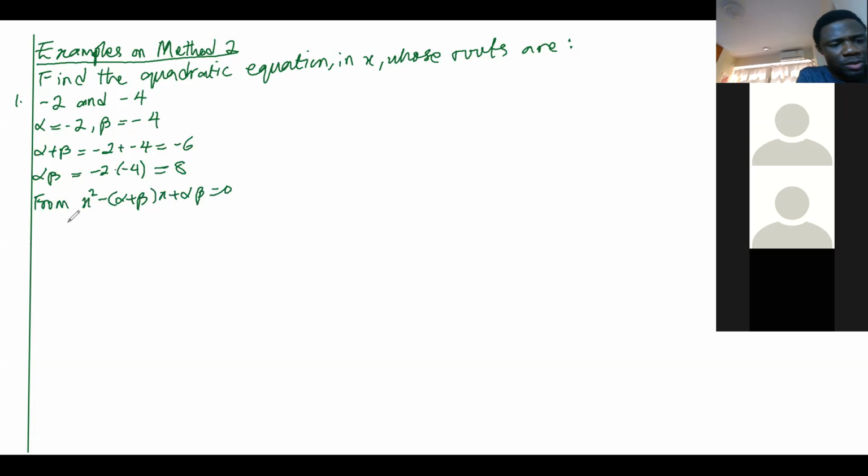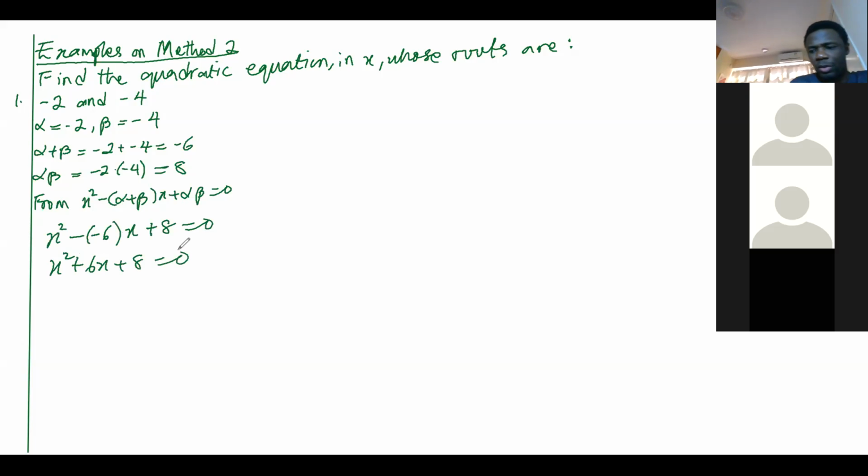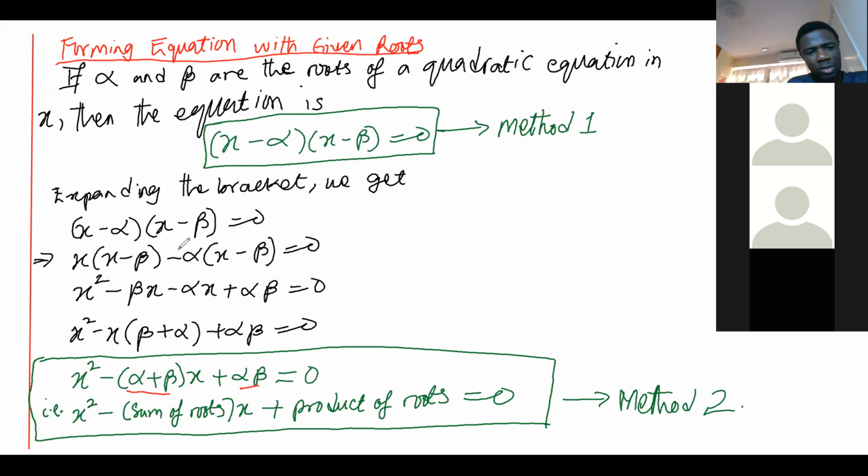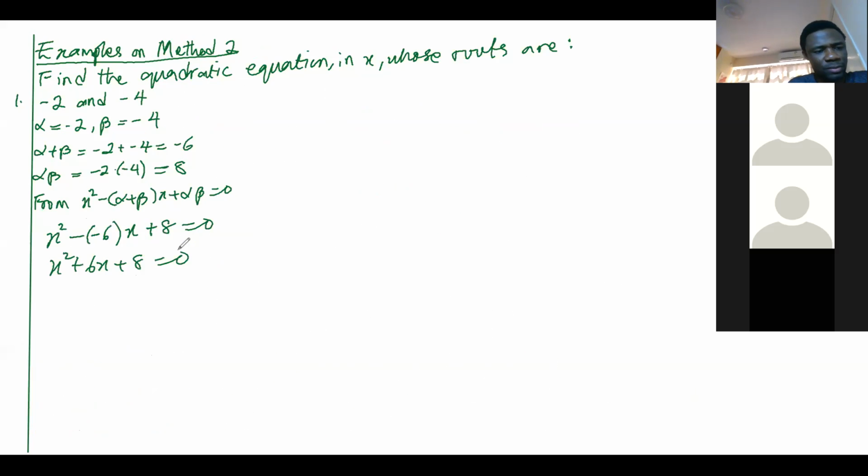So let's substitute. x squared minus, what is our alpha plus beta now? It's -6. So I just put it in the bracket. And alpha beta is 8, equals 0. So finally, I get that. We can see that even with the second method, we still got the same thing as the first method.